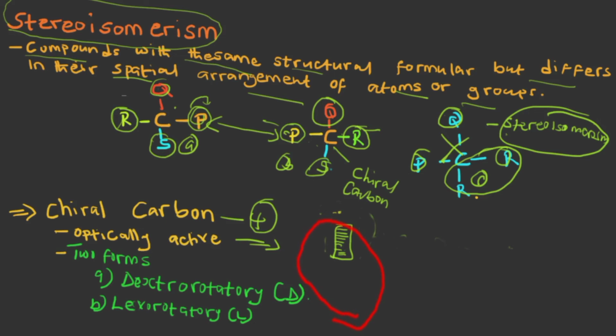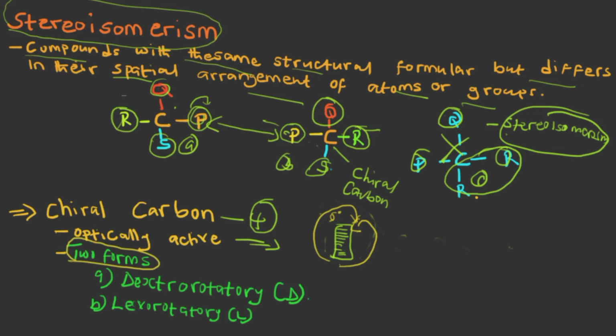So this chiral carbon can rotate the plane polarized light to 2 opposite directions. They can rotate it to this direction, and it can rotate the plane polarized light to this direction as well. So for this reason, stereoisomers exist in two forms.